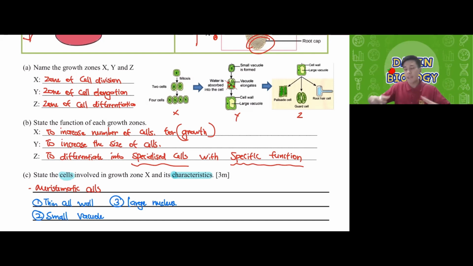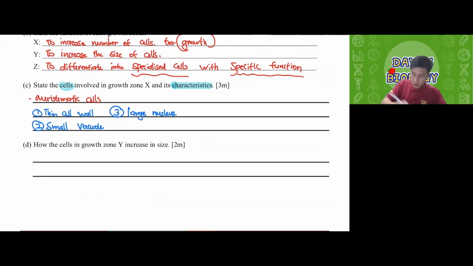Okay, but can you guys tell me, for the vacuole to become big, what does it absorb? I think most of you should know what's inside a vacuole. What does it absorb? Exactly, water. So we're going to say that the cells increase in size by absorbing water and nutrients.